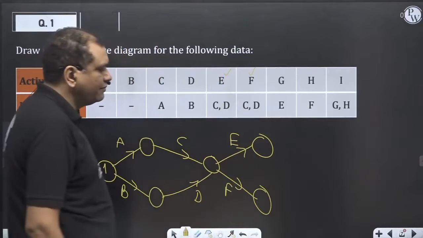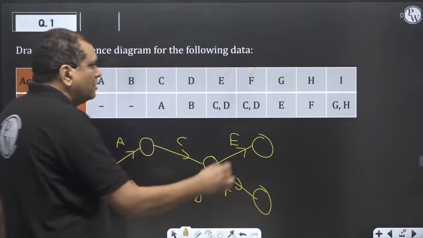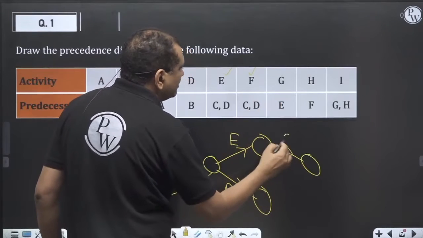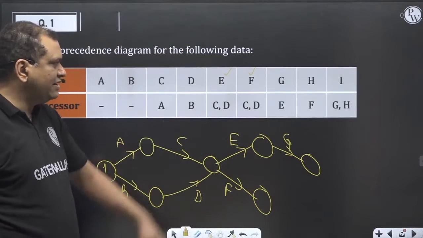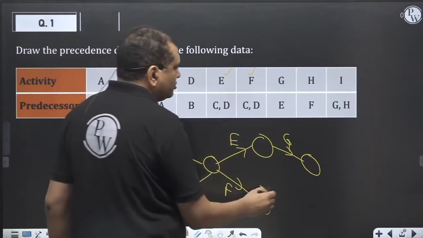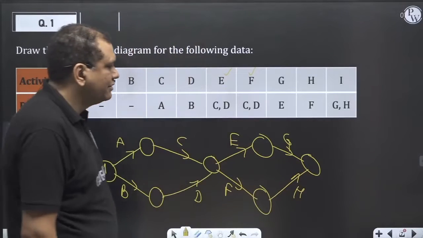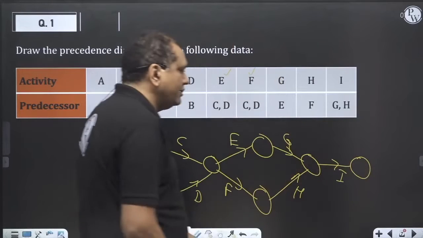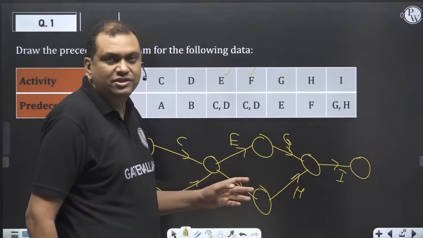E and F, both C and D are predecessors. For G, the predecessor is E. For H, the predecessor is F. And I's predecessors are G and H. So I's predecessor is GH.